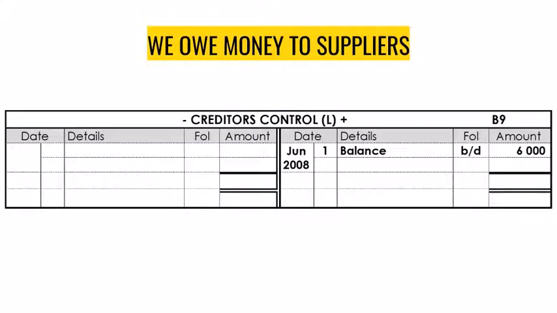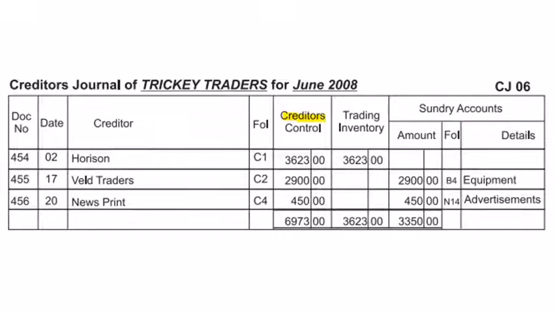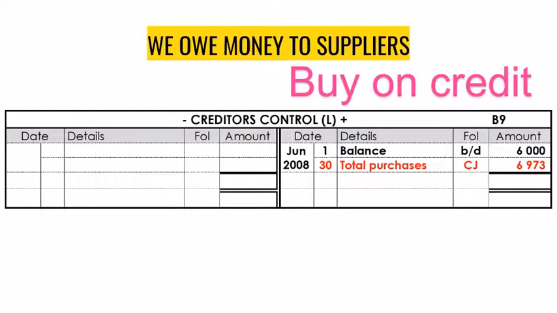Then, if we buy more and more stuff on credit in the creditors journal, we will owe more money. So on the side where creditors control increases, we've got our total purchases in the CJ. So you use the creditors control column here. It's very similar to total payments in the CPJ for bank, but you can't write total payments. So this 6,973 Rand is then used for the total purchases value. Obviously, we have to pay our creditors back some time, otherwise it's bad business. If we pay them back, it will decrease the amount that we owe them.